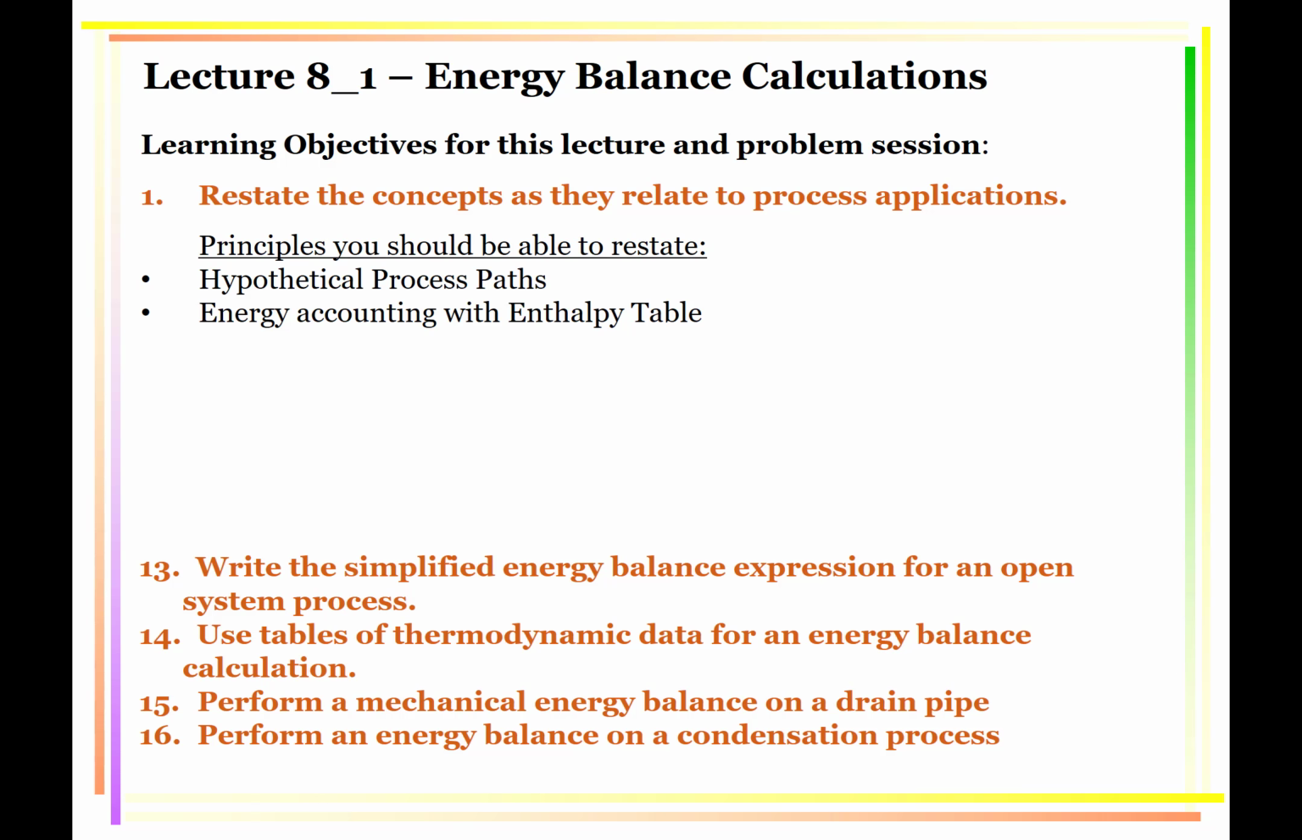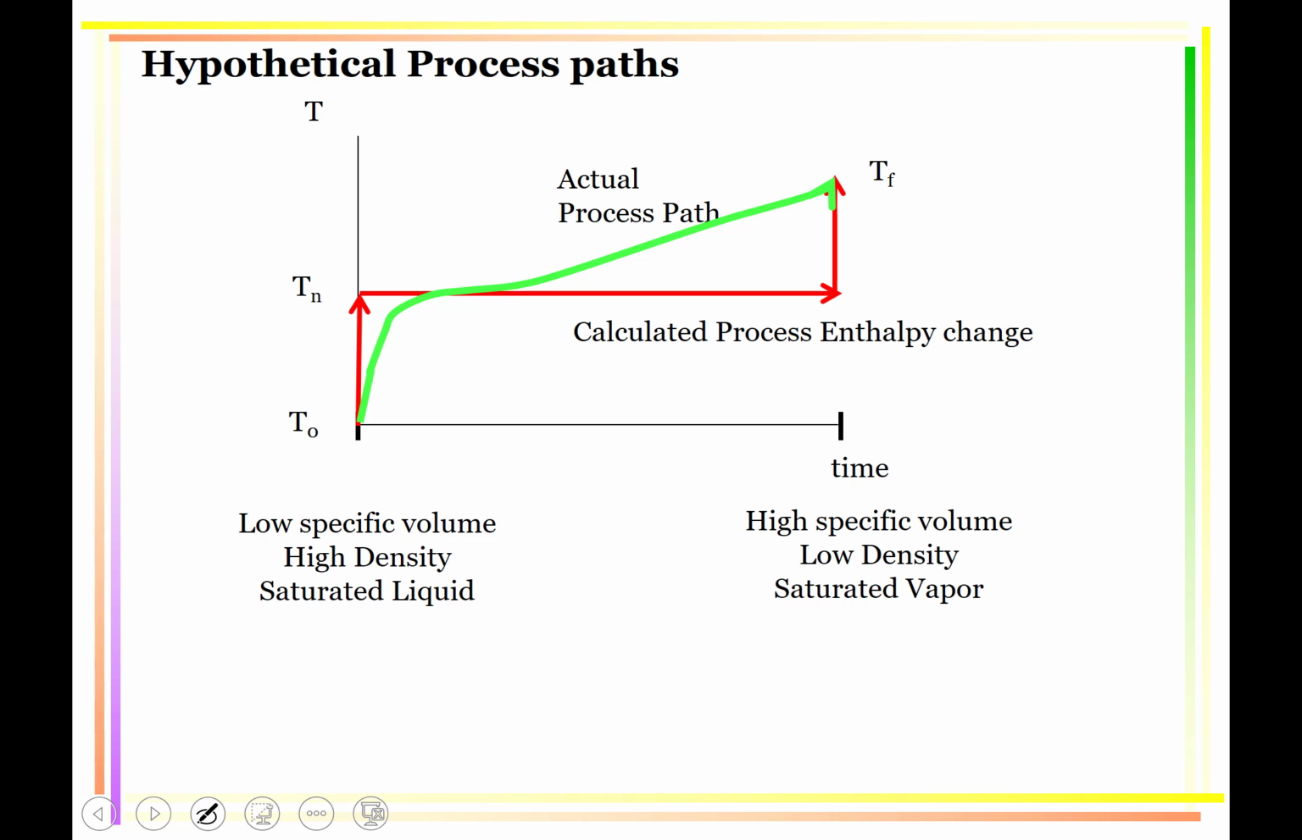So for this first lecture, we are going to consider hypothetical process paths, which is often an area that students find particularly challenging. We are also going to talk about an accounting procedure that's called an enthalpy table. And you need to learn how to prepare this table and use it for your energy balance calculations. So this kind of diagram that I drew here gives you an example of a hypothetical process path. And it's not meant to represent anything real.